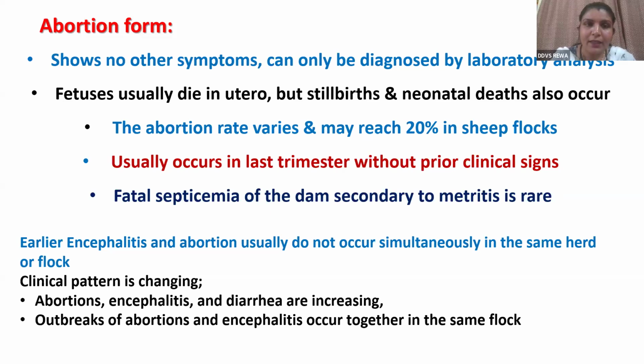But we can say that most of the abortions occur in the last trimester without any prior clinical signs and symptoms, and the abortion rate may reach up to 20%. And sometimes septicemia may be there in the dam, and metritis and mastitis conditions may lead to the excretion of the bacteria into the milk, and that is important from a zoonosis point of view.